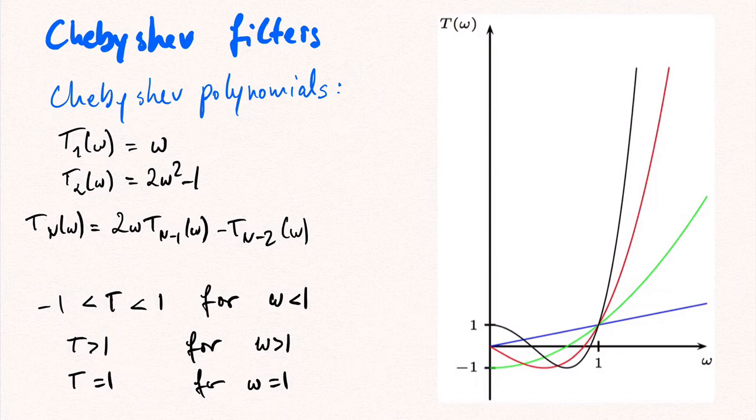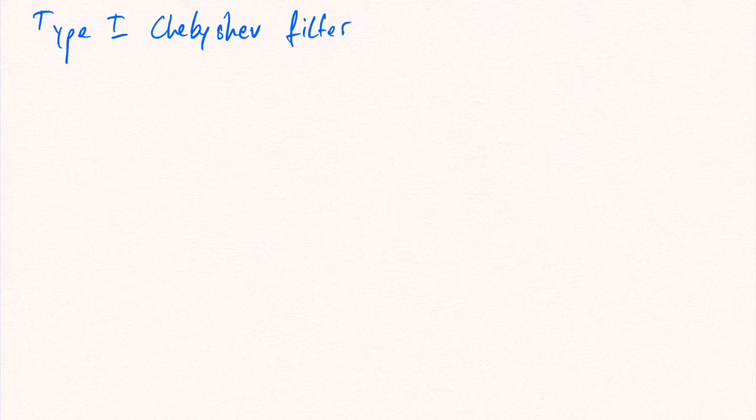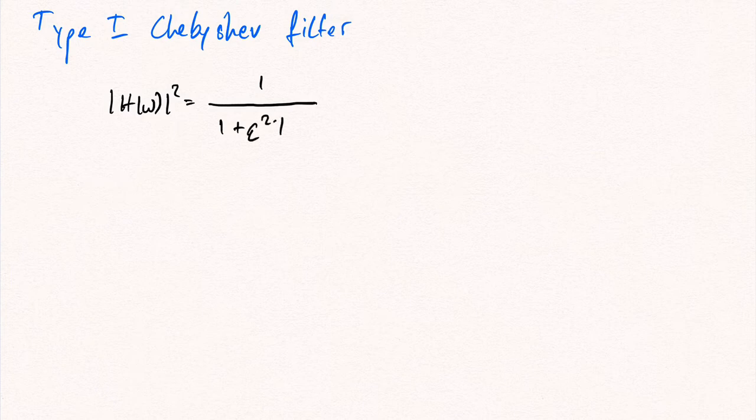These polynomials can now be used to design 2 different types of filter. The first one is called type 1 Chebyshev filter. The magnitude of the frequency response of the nth order type 1 Chebyshev filter is given by 1 divided by the square root of 1 plus epsilon squared Tn of omega divided by omega c squared, where Tn is the Chebyshev polynomial as a function of omega divided by omega c, so again we normalize the frequency here, and epsilon is the ripple control factor.